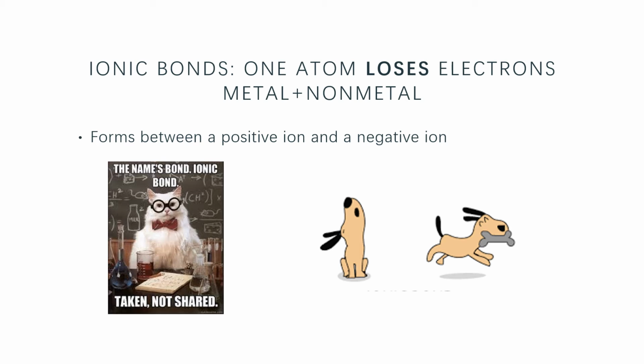Because the ions are formed when one atom loses electrons and the other gains the electrons, we often say ionic bonds are formed by transfer of electrons from one atom to the other. They do not share electrons. These generally occur between a metal and a nonmetal.